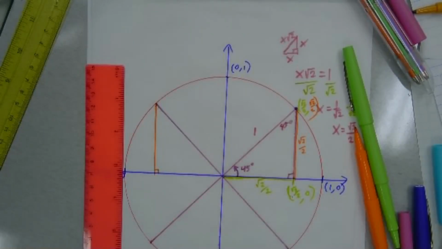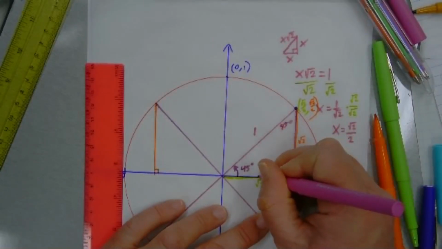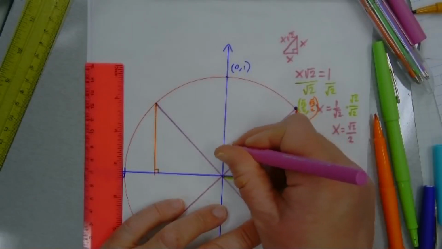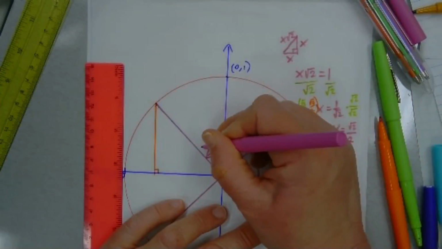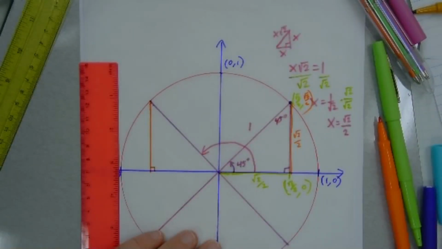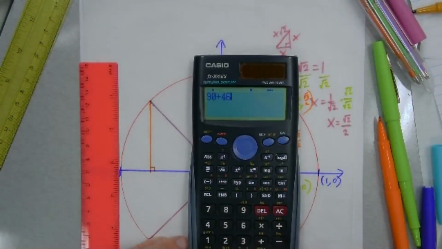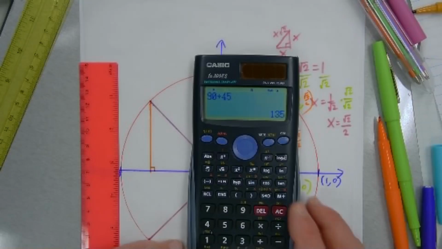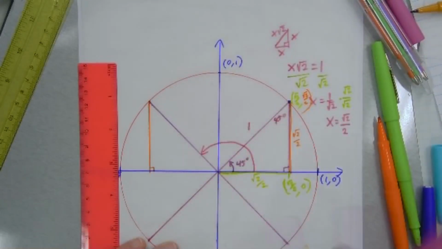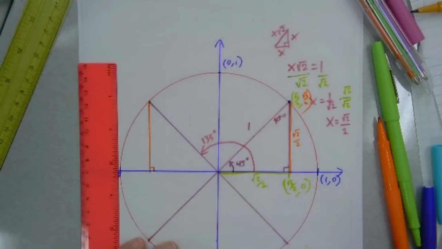But on the unit circle, we talk about all angles coming from standard position most of the time. So this one is going to be 90 to get to there, plus 45 more to get to there. What's 90 plus 45? That's 135. So this is 135 degrees to get to this point on my unit circle.